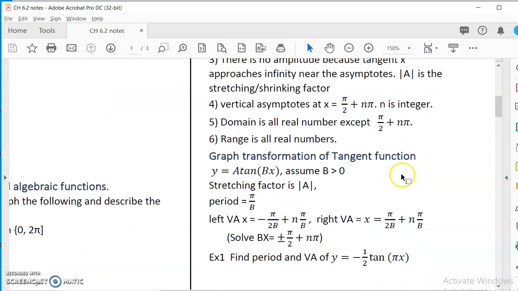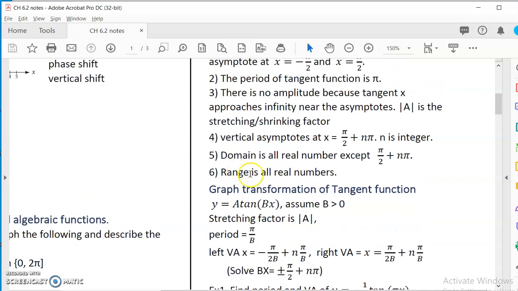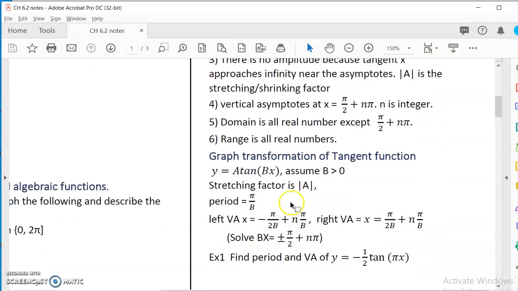Later on, we'll talk about doing a transformation of A tangent Bx. A is called the stretching factor. And the stretching factor will affect the quarter point and the 3/4 point. So instead of at 1, it would be at A and -A.